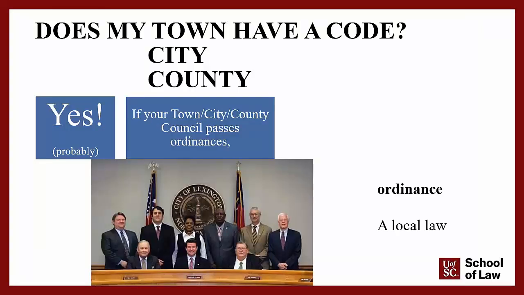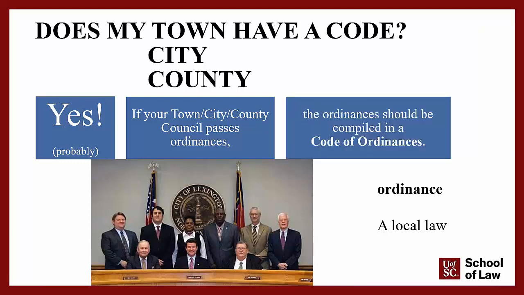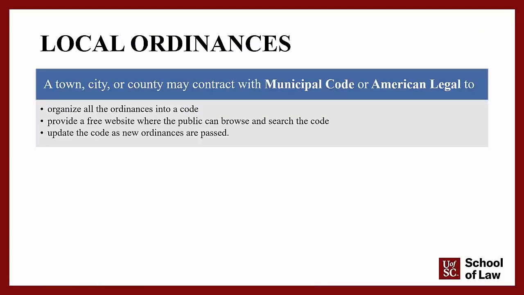If your town council, your city council, your county council passes ordinances, which surely they do, ordinances are local laws, then they should be compiling them into a code of ordinances. The reality sometimes is that smaller towns and smaller cities can struggle to get that work done because it's very technical work that needs to happen to put those changes into the code. And many times for local ordinances, a town, a city, or a county is going to contract with a legal publisher to actually do that work for them. And the two big ones are Municode and American Legal.